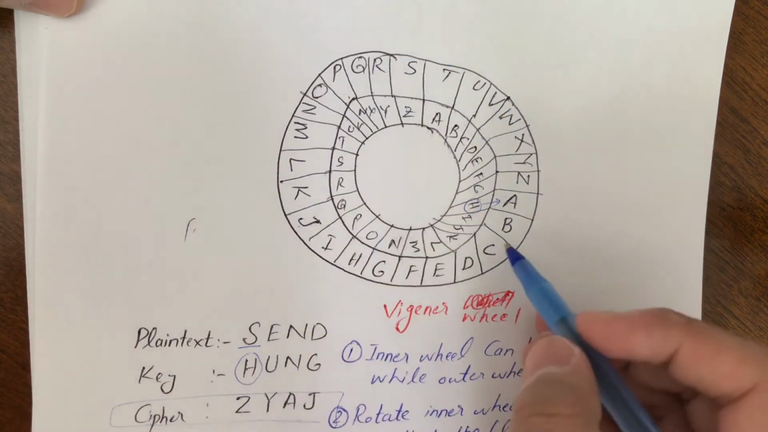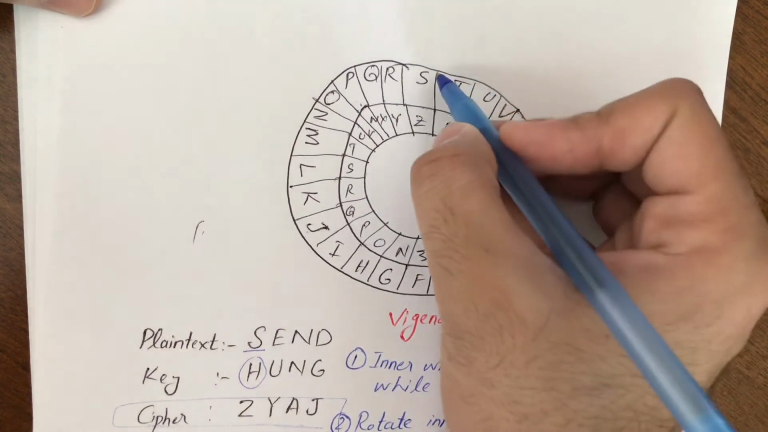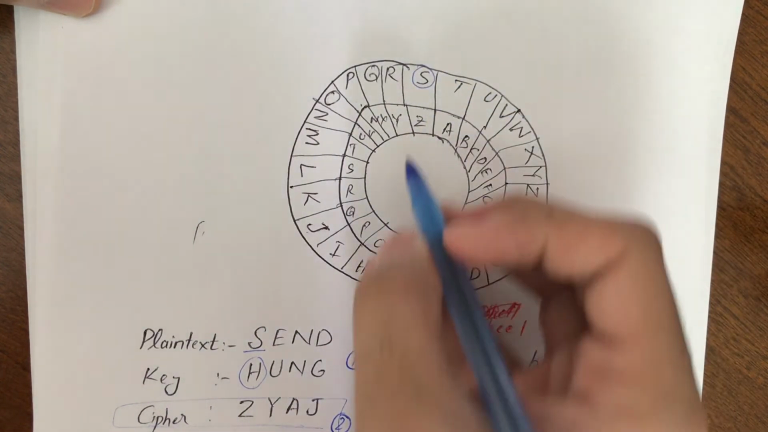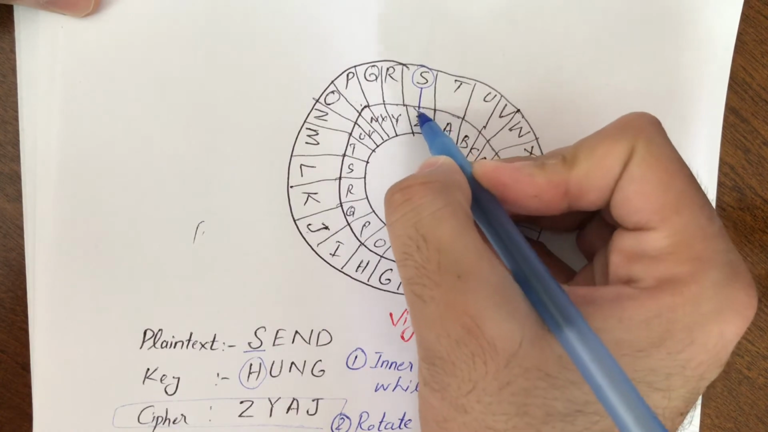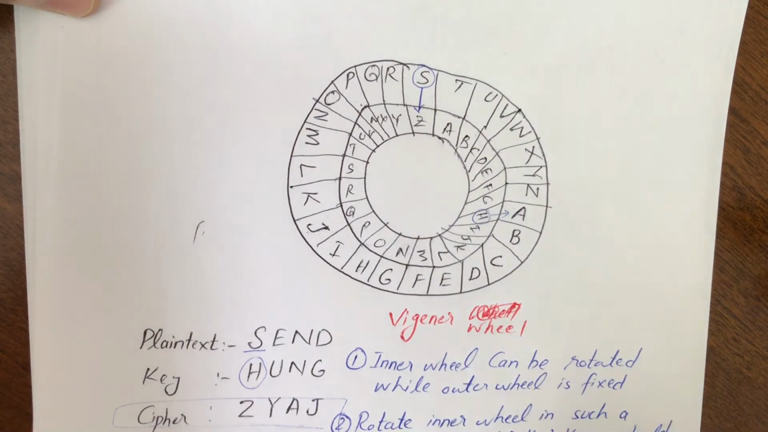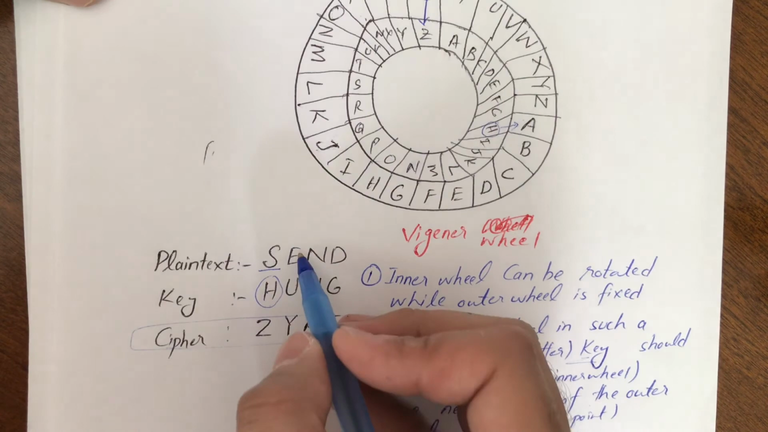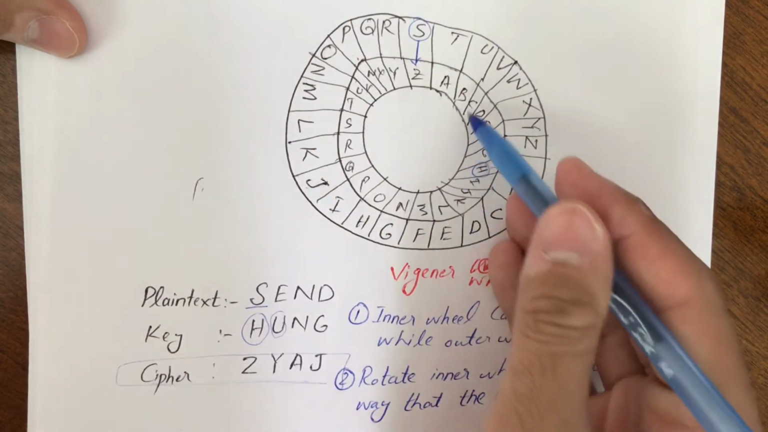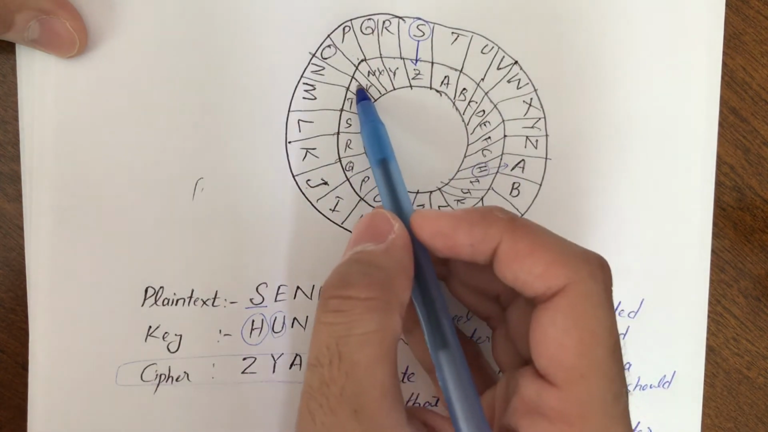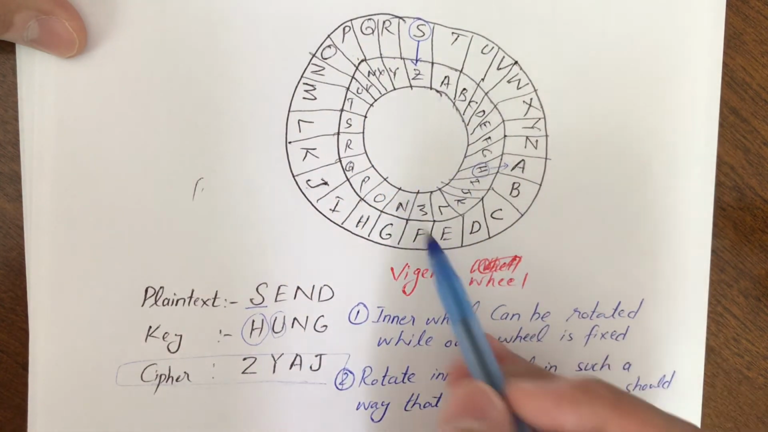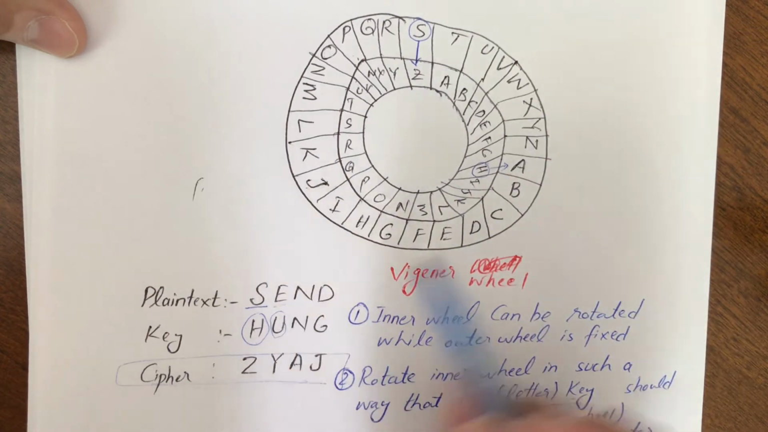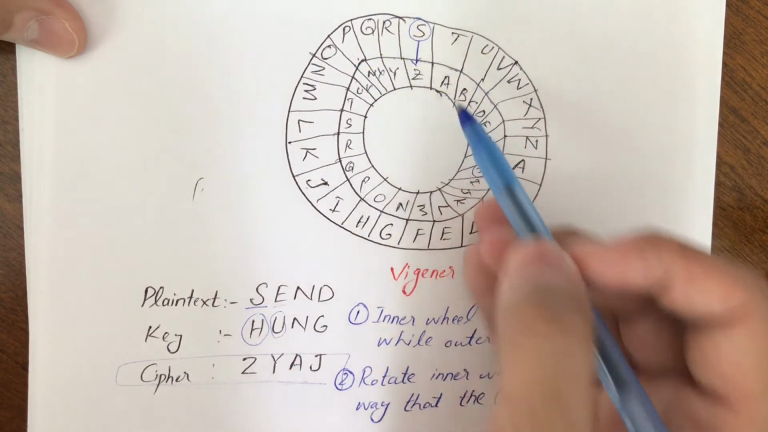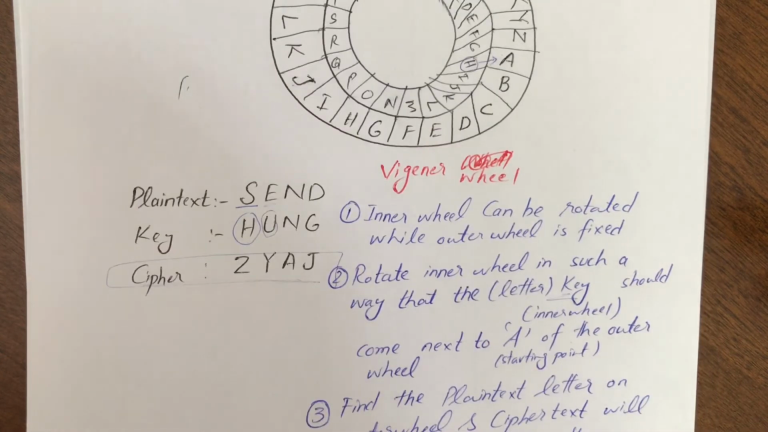Now we need to find S on the outer wheel. This is the outer wheel, S on the outer wheel, and the ciphertext is the letter on the inner wheel, which is Z. The same applies for the key U. Next time we need to rotate this inner wheel in such a way that U comes next to A, and then we will see the E plain text on the outer wheel and the letter on the inner wheel in order to find the ciphertext. So this is the way the wheel works. Please let me know if you didn't get that and if you have any other questions about it.